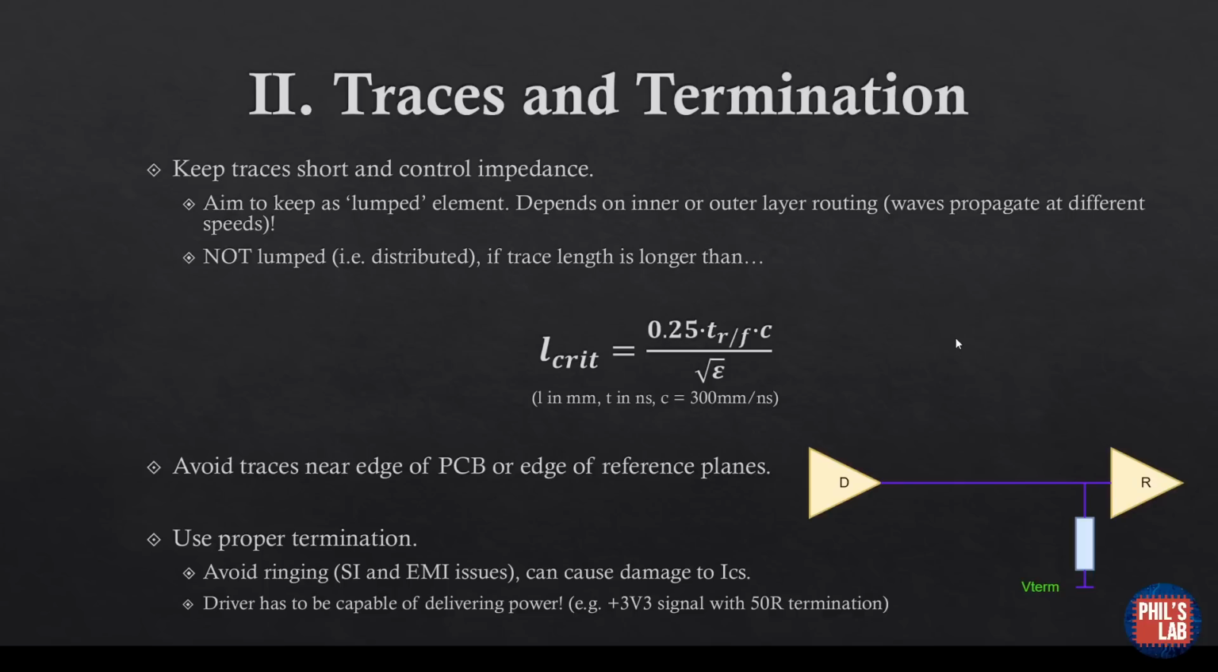Another tip is to avoid traces near the edge of the PCB or near the edge of reference planes. And this is because field energy or the fields spread out between the forward path and the return path and aren't directly contained underneath the trace. A lot of times you also want to use proper termination, and there's many different termination schemes. There's series termination, parallel, and so forth. Using proper termination helps us avoid ringing, which are both SI and EMI issues and can also cause damage to ICs. Now the driver has to of course be capable of delivering this power, especially where there's, for example, a 50 ohm termination resistor and a 3.3 volt logic signal.